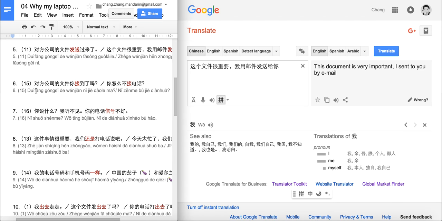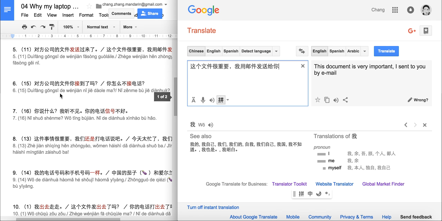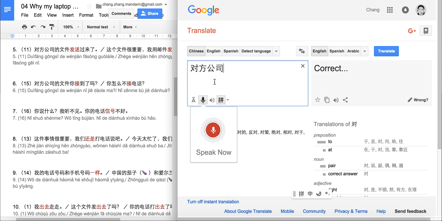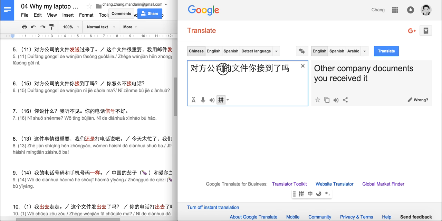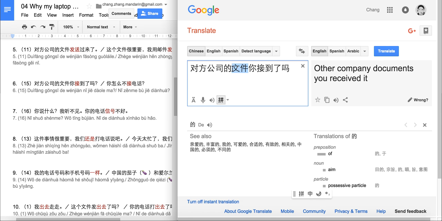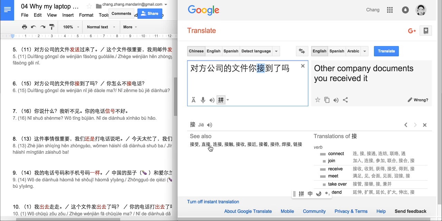Okay, next one. 对方公司的文件你接到了吗? Sorry, this is the last time I use this structure, I promise. 对方公司的文件你接到了吗? Perfect. Other company's document, you, this new word, 接. 接 here means to receive.